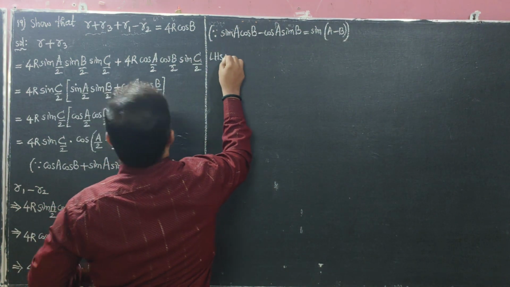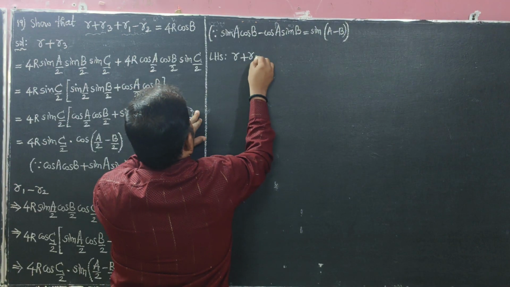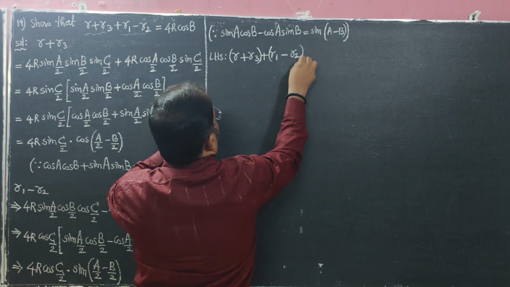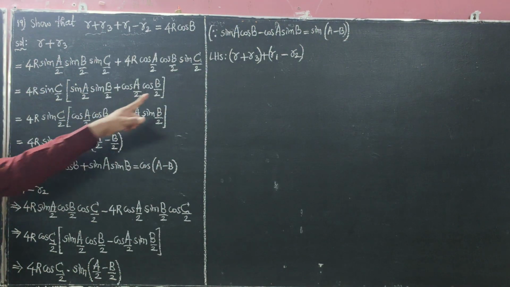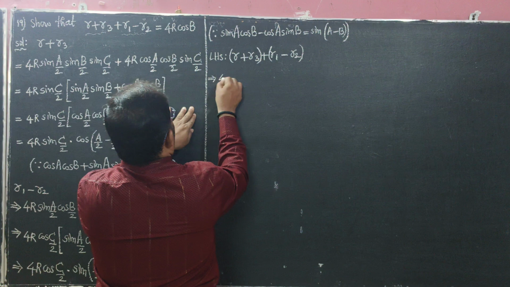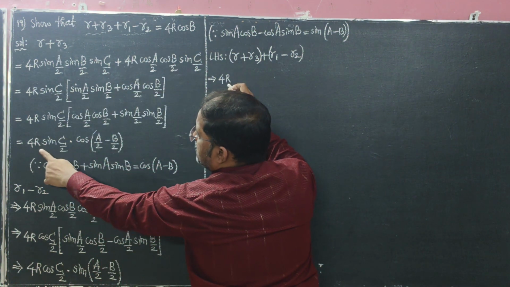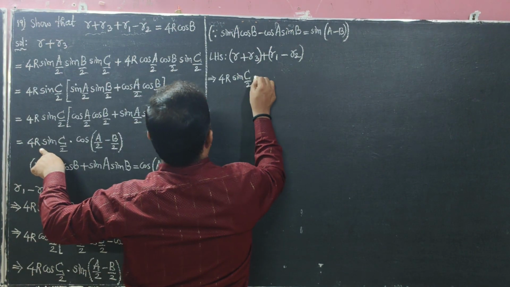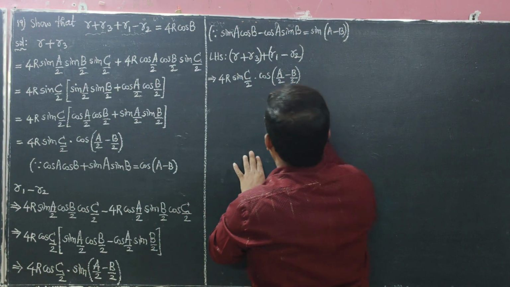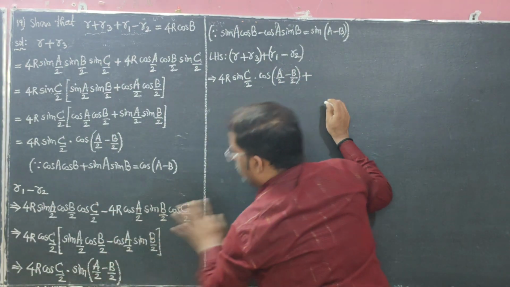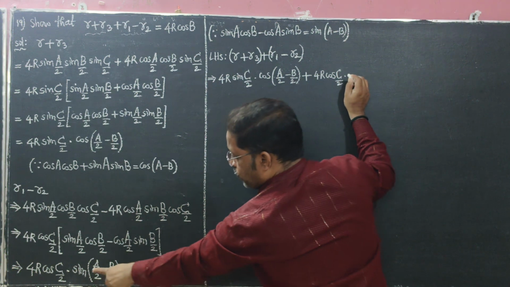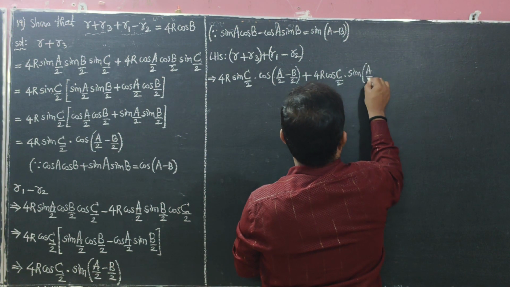Now, the main question: what is the LHS? LHS is R plus R3 plus R1 minus R2, okay. R plus R3 value we have to substitute, and R1 minus R2 value we have to substitute. What is the R plus R3 value? Just substitute the value: 4R sin C by 2 into cos of A by 2 minus B by 2, clear, and plus, what is R1 minus R2? R1 minus R2 value is 4R cos C by 2 into sin of A by 2 minus B by 2.